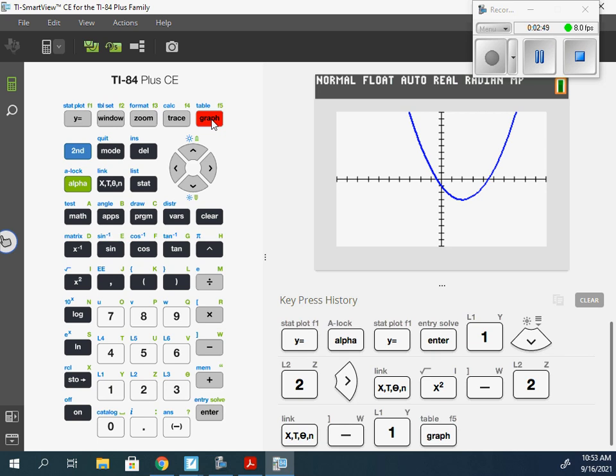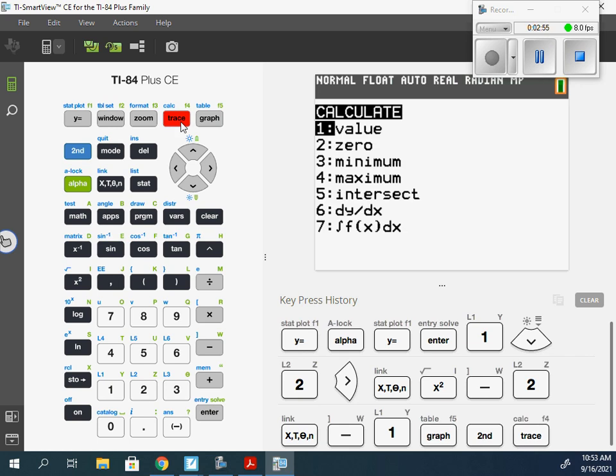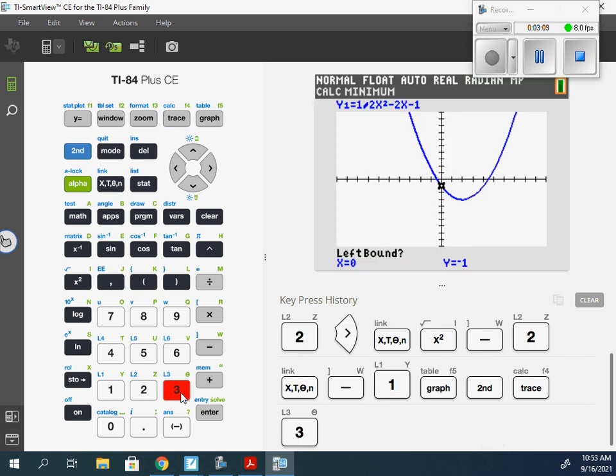So once we got the function typed in, we want to find the minimum value. To do that, we can do second trace, and we can go down to number 3, which is the minimum, yes? Now, what number is next to minimum? 3? If you hit 3, it'll actually pull the minimum up.